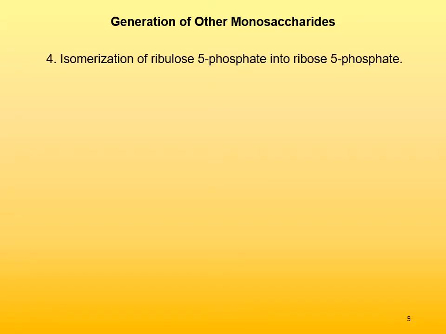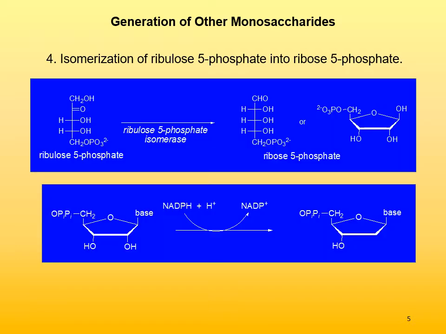When it comes to reactions that generate other monosaccharides, the most important reaction is isomerization of ribulose 5-phosphate into ribose 5-phosphate. The enzyme ribulose 5-phosphate isomerase converts ribulose 5-phosphate into ribose 5-phosphate. Ribose 5-phosphate is important because it is the starting material for synthesis of nucleotides. It is also the starting material for synthesis of 2-deoxyribose that is needed for synthesis of DNA. 2-deoxyribose is produced by NADPH reduction of ribose.